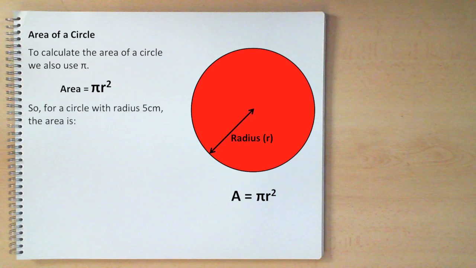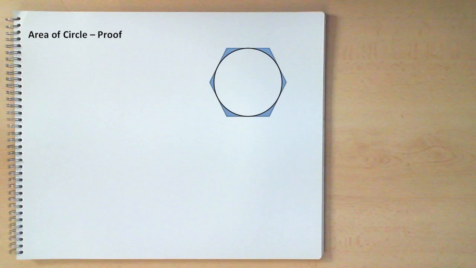An example, radius 5 centimeters, the area is pi times 5 squared, and that's 25 pi centimeters squared. Now that formula's come kind of out of thin air, really, and whilst you don't have to know the proof in order to do GCSE maths, I think it's quite interesting to see how it arose.